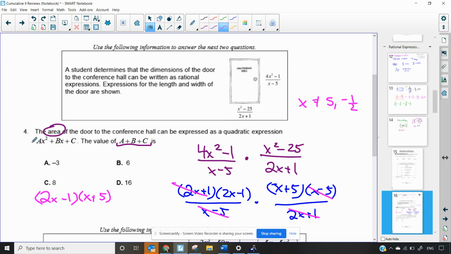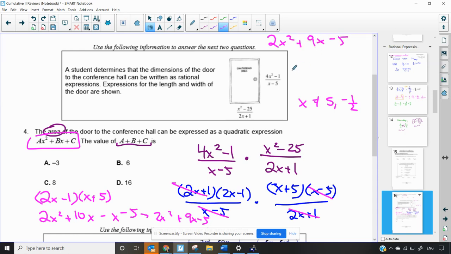When we look at our answers, we need it actually multiplied out to be ax squared plus bx plus c. So when we multiply that out, that gives me 2x squared plus 10x minus x minus 5, and so 2x squared plus 9x minus 5. From there, it asks us to add up a, b, and c. So if I have 2x squared plus 9x minus 5, I'm taking 2, adding 9, and subtracting 5. So 11 minus 5 would give me 6.